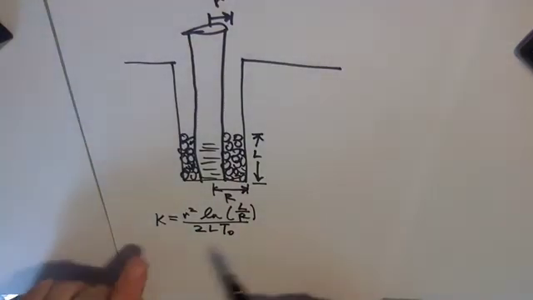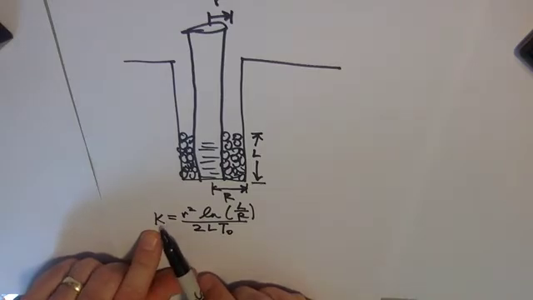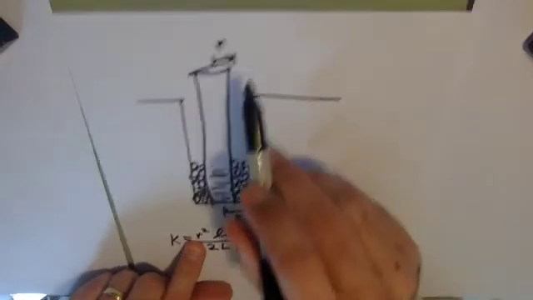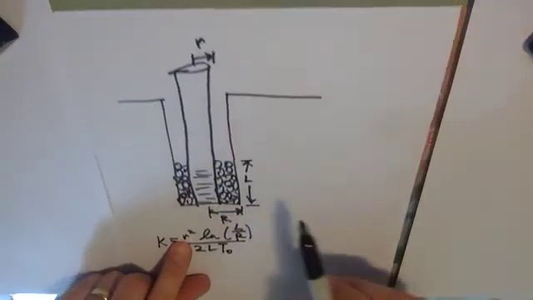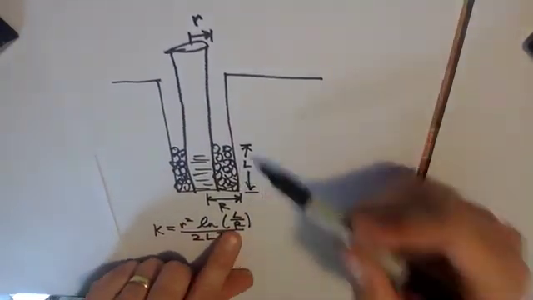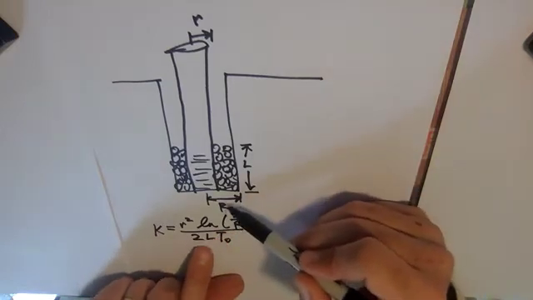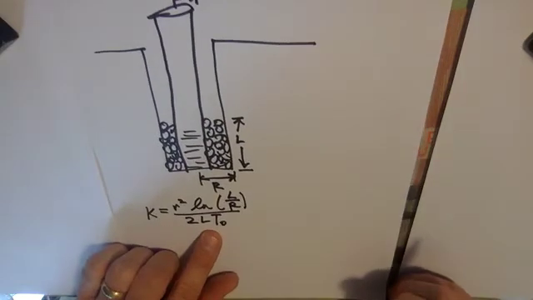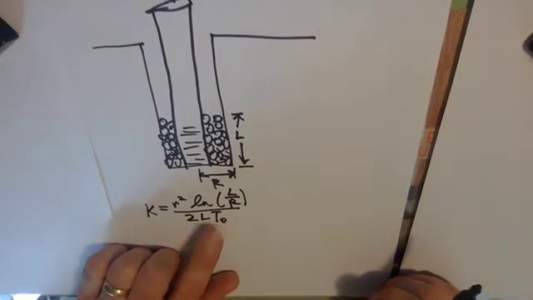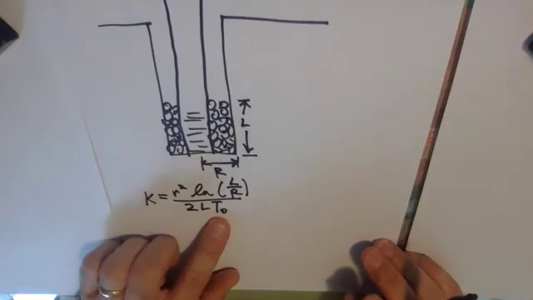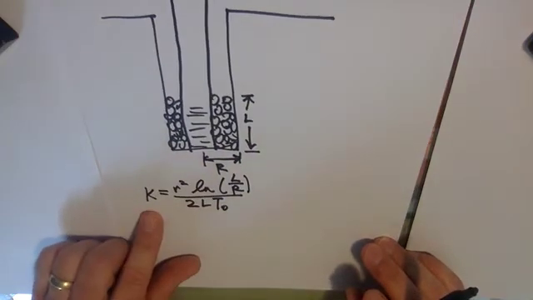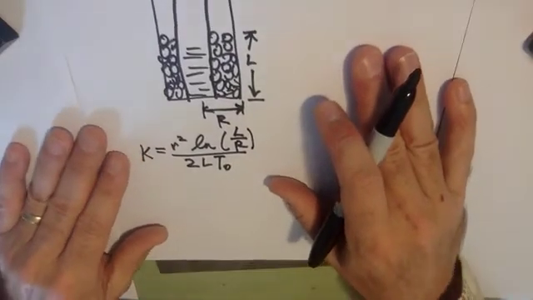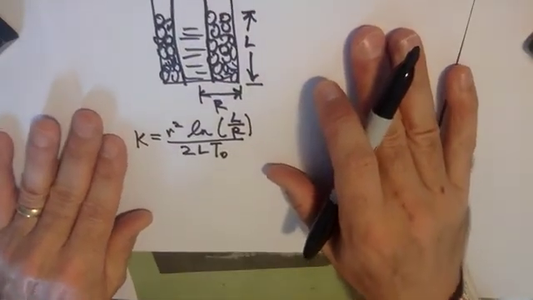So everything here should be pretty straightforward except for one term. K is hydraulic conductivity. That's what we're solving for. r squared, so this is little r, is the radius of the pipe itself. Natural log of big L divided by big R. And then there's this T naught function. So you wonder, what exactly is this T naught thing? Well, T naught is what you have to calculate in order to determine what the hydraulic conductivity is. Everything else here is pretty much straight. So let me show you how we calculate hydraulic conductivity.